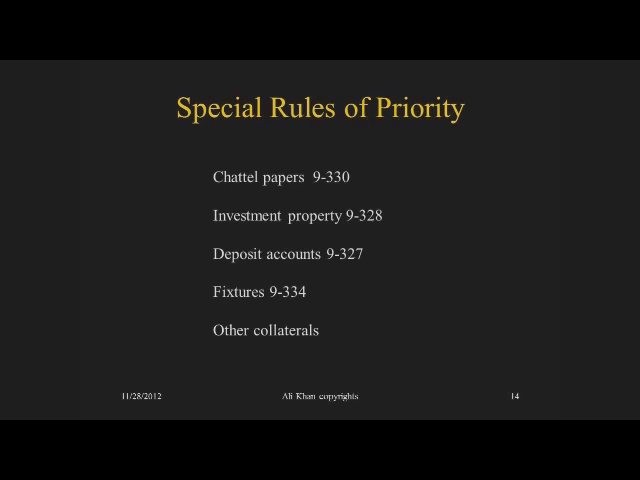Ask yourself, is there a special Article 9 section or rule for the collateral under consideration? For example, if you are discussing chattel paper, don't go to the general rules of competition. Then you have to go to the special section that deals with chattel paper. You cannot go to 9-322. This is the general temporality rule.